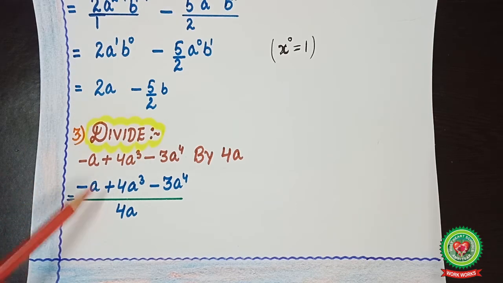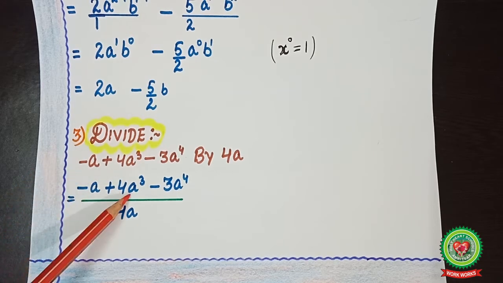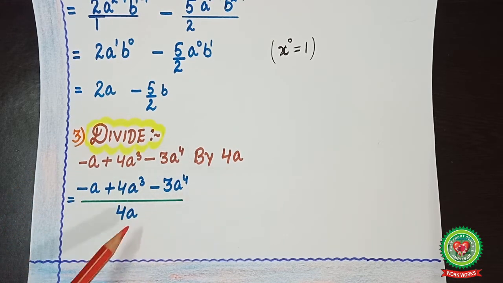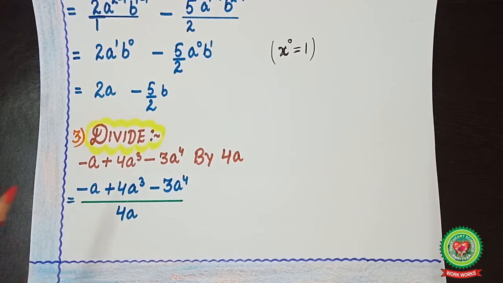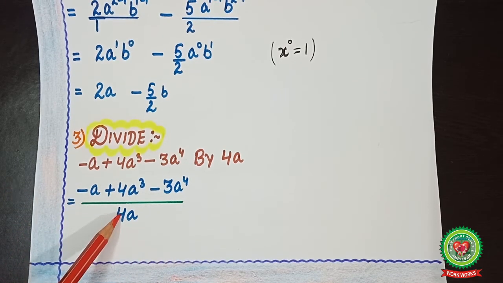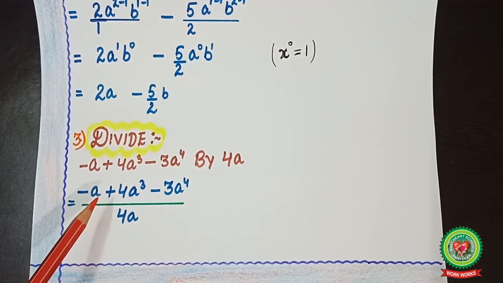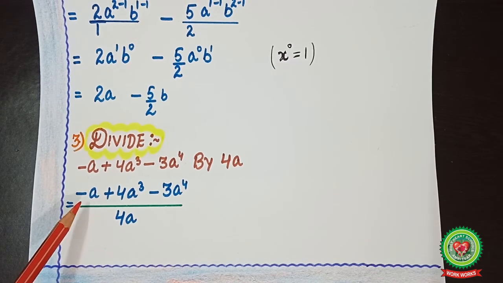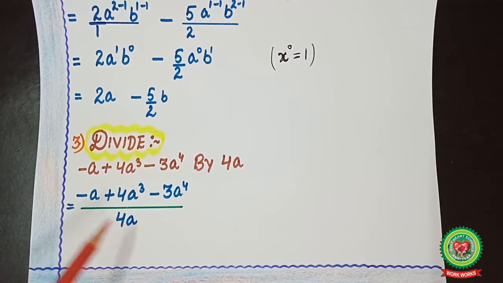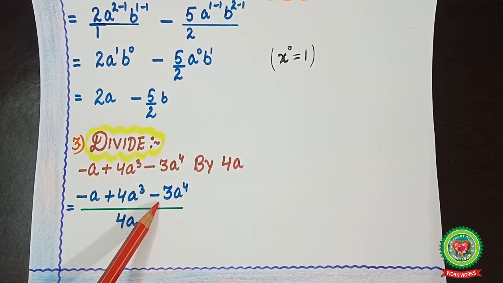So here you will write the first expression, that is this trinomial expression here, and divide by 4a, you will write here. Again, what does it mean? This green line, this division sign, we will understand as 4a dividing all these 3 terms of this expression separately, right? So minus a is divided by 4a. Similarly, plus 4a raised to power 3 is divided by 4a. At the same time, minus 3a raised to power 4 is getting divided by 4a, right?